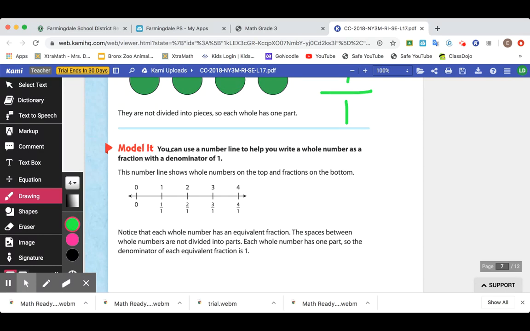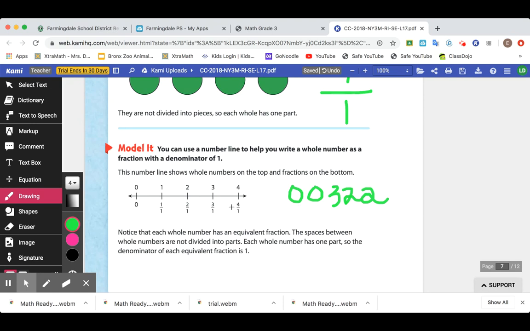It says model it. You can use a number line to help you write a whole number as a fraction with a denominator of 1. Now, this kind of looks a little silly. We can definitely show it this way, but when you're just writing 1, 2, 3, or 4, you're not going to put all your numbers with a 1 under it. Just like if you were going to write 322, you wouldn't go like this. Whoops, this should be a 2. Like you could write 322 like this, right? It's not wrong to put these zeros in the thousands and 10,000s column. It's not wrong. You just wouldn't do it.